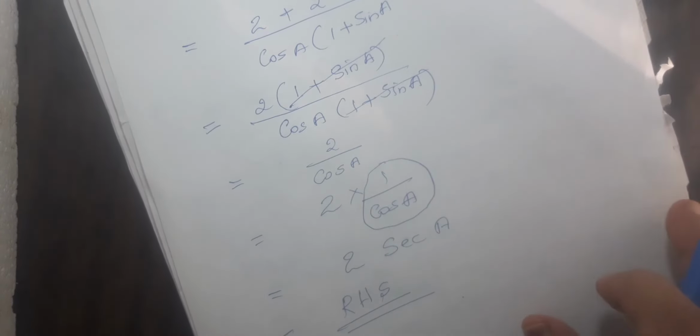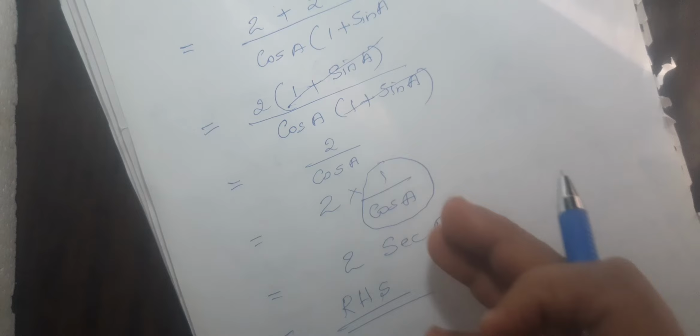Followed, children? I have done this in the previous one. You can just see it once again and see the LCM we took there. Both are uncommon, that's why we took that. Then we went on simplifying, and in the next page, finally we have got the answer 2 sec A. So it's quite easy, but there are some things you have to remember.